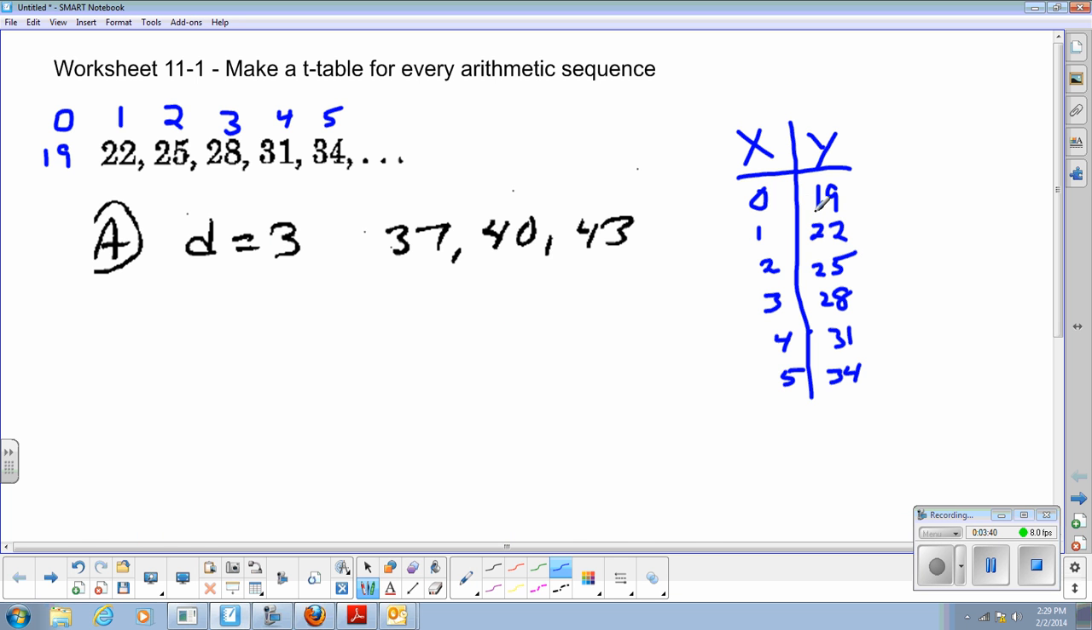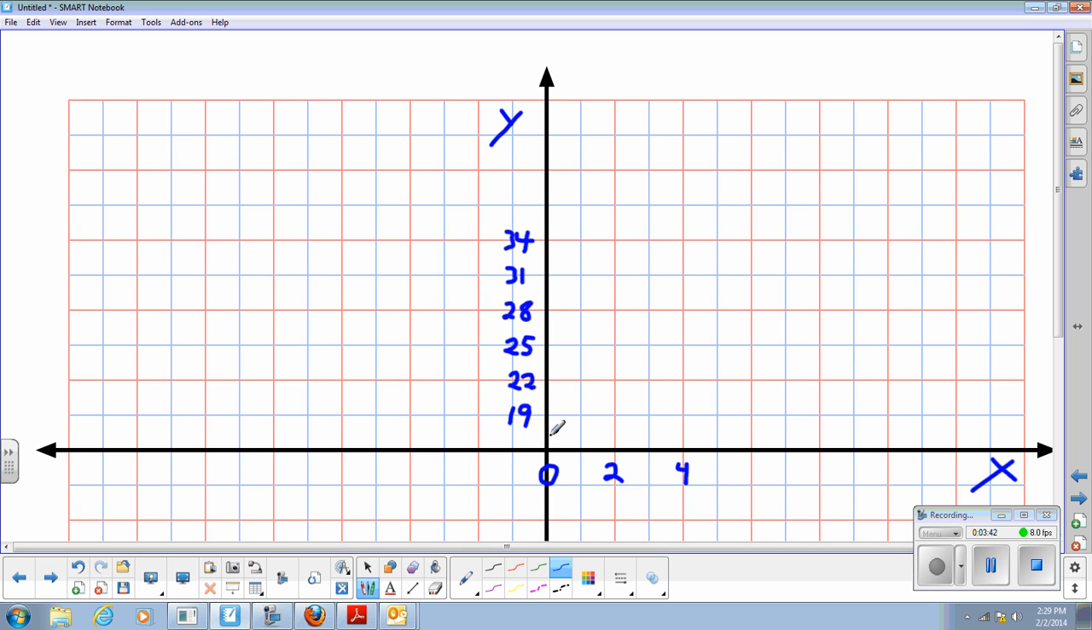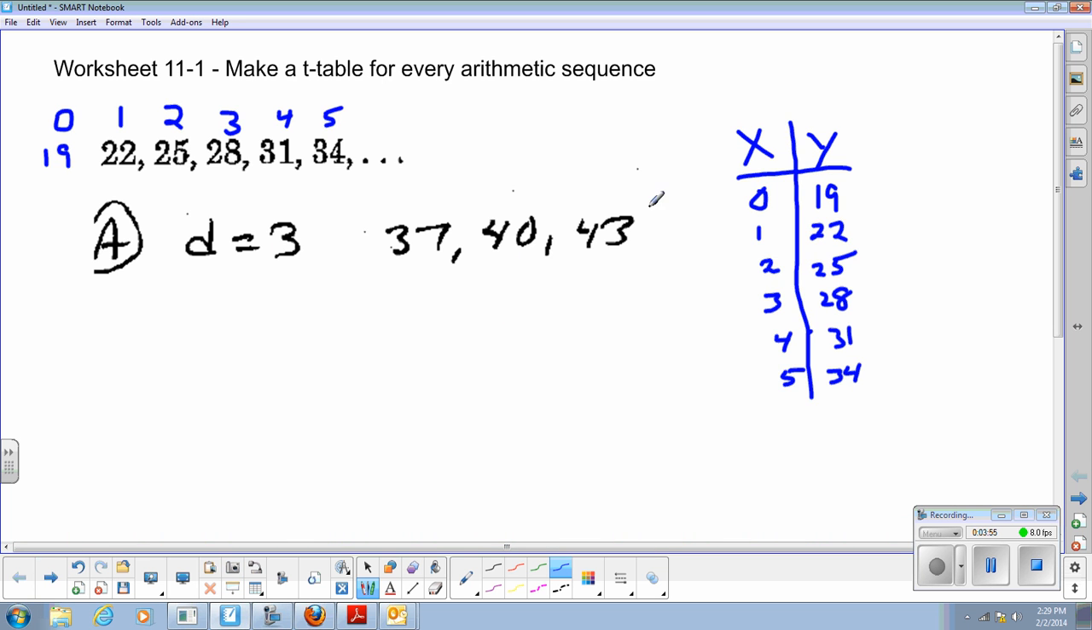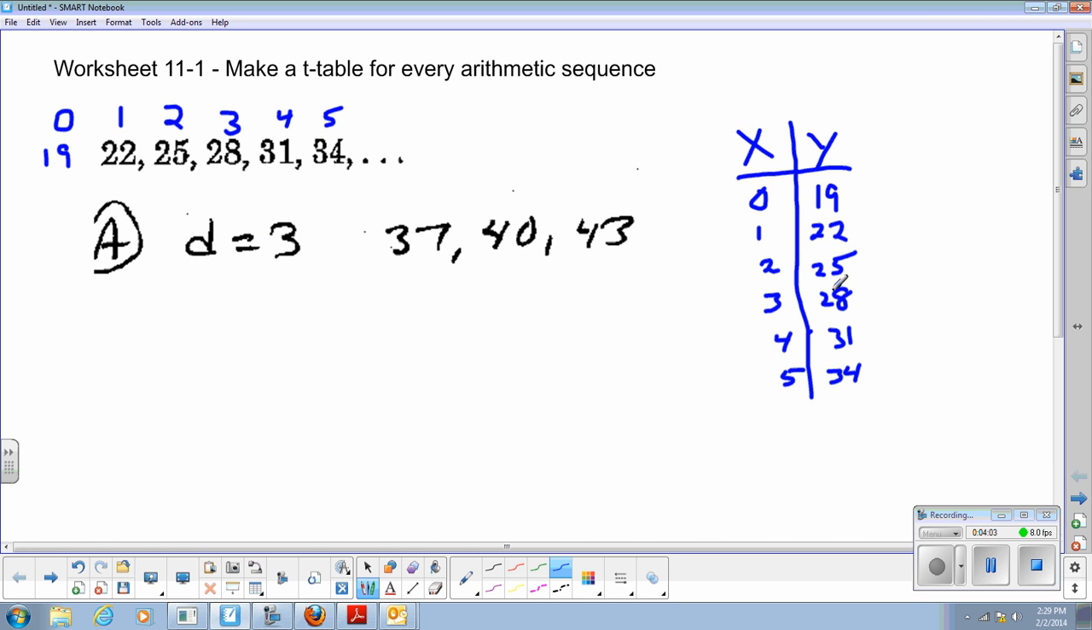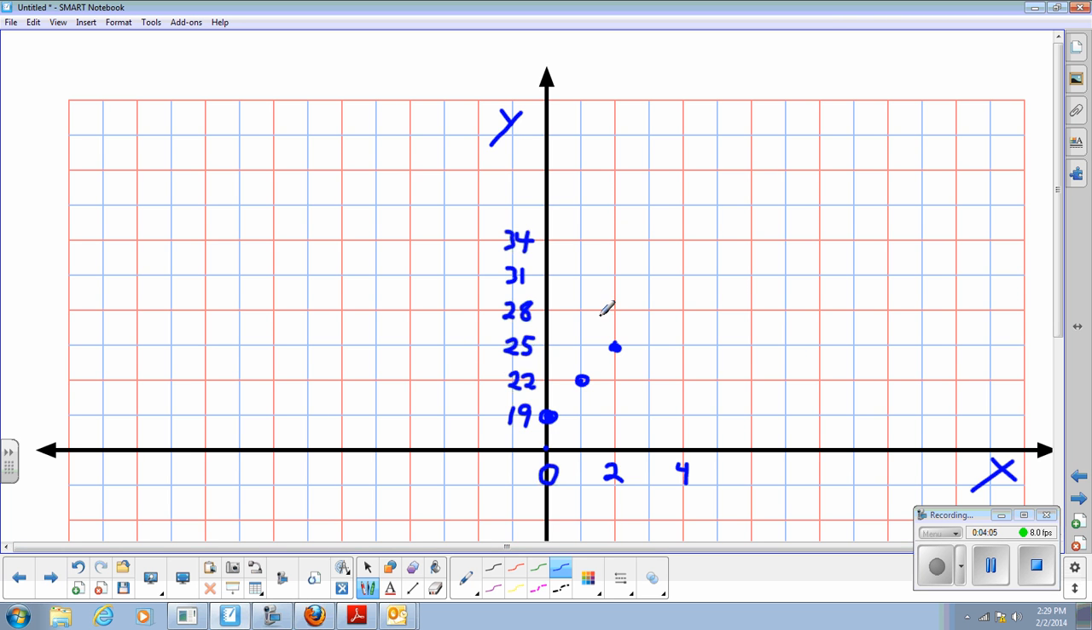So now what I want you to do is take that t-table and plot the points. Term 0 is 19, so I will always put a dot at 0, 19. So right here is my dot. I'm going to draw that on the y-axis. Term 1 is 22. Term 2 was 25. Put a dot here. Term 3 is 28. I'm going to put a dot out here.